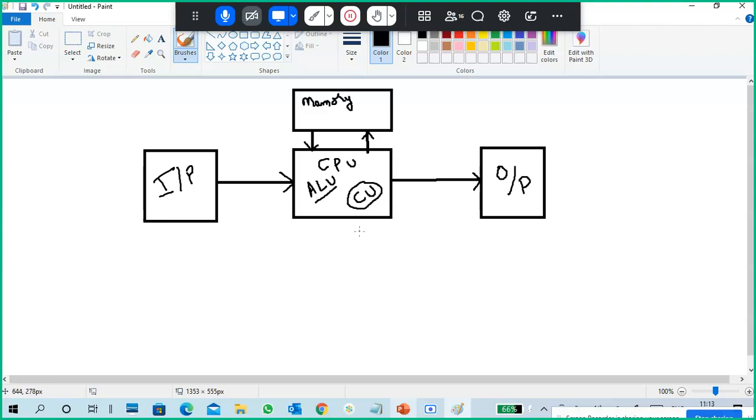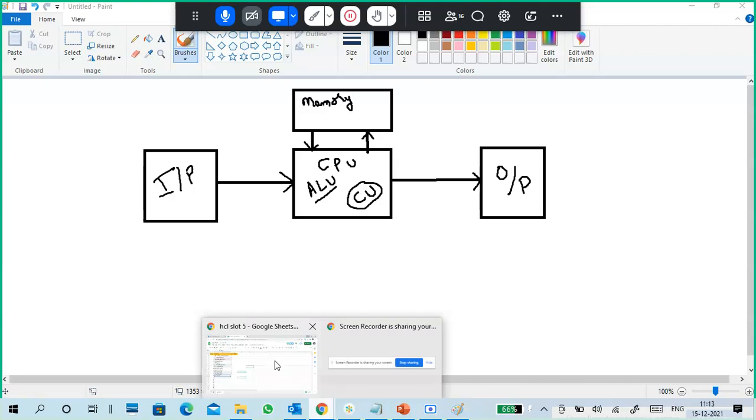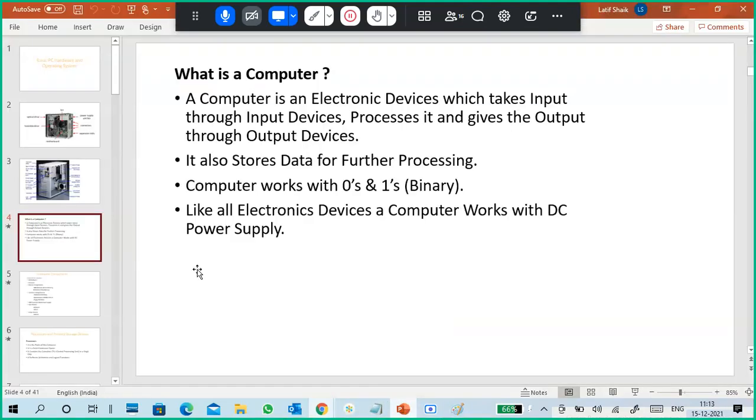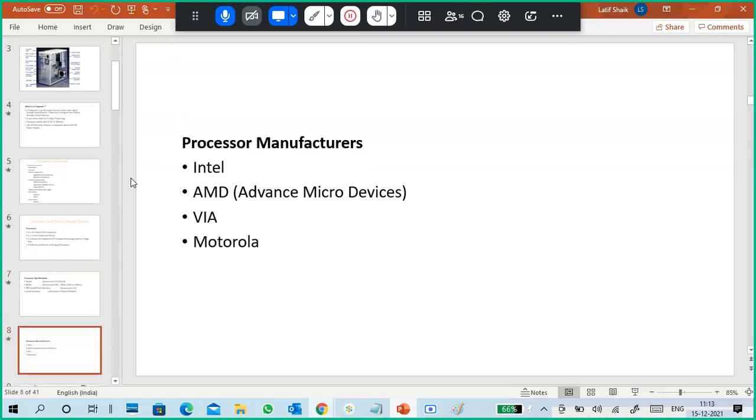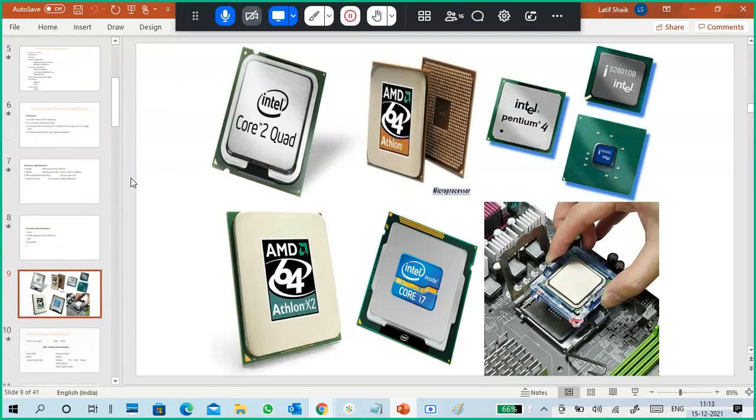The CPU contains its own instructions itself. Actually, CPUs look like this. Not that big box, it is a very small chip.